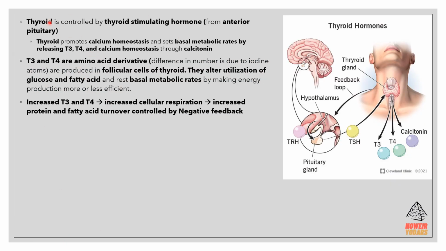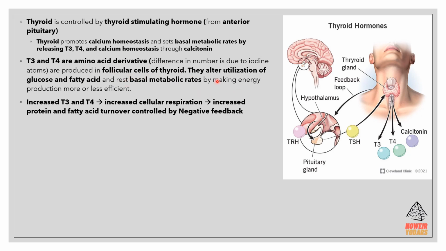Then lastly, we've got the thyroid. The thyroid is another important organ in the endocrine system, and it is controlled by thyroid stimulating hormone, TSH, from the anterior pituitary. The thyroid promotes calcium homeostasis through calcitonin and sets basal metabolic rate by releasing T3 and T4. Remember, T3 and T4 are amino acid derivative hormones, and the difference between T3 and T4 is basically due to iodine atoms. T3 and T4 are produced in the follicular cells of the thyroid.